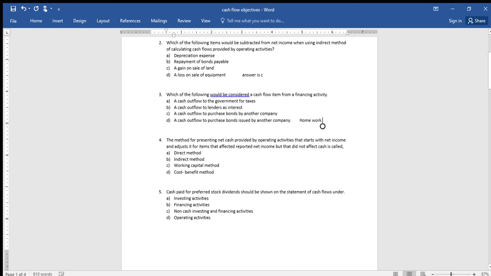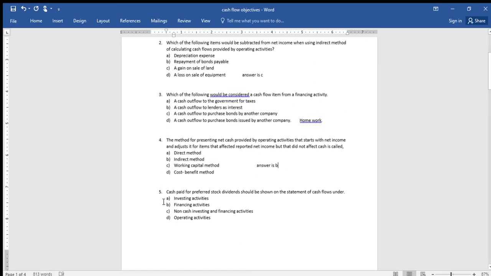Then question 4. The method for presenting net cash provided by operating activities that starts with the net income and adjusts it for items that affected reported net income but did not affect cash is called what? That method is always called the indirect method, where we have the net income, then we add other activities except cash and cash equivalents. So it's called the indirect method. So here the answer is B.